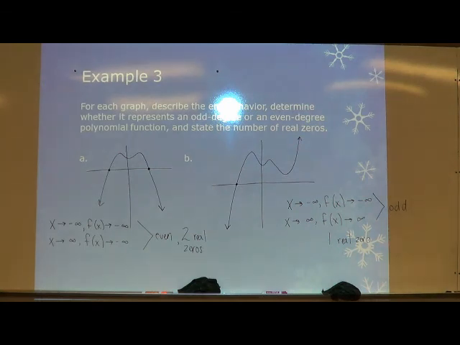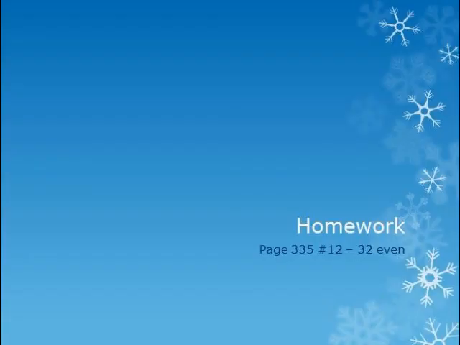That's all you're doing on that. You're looking at, so as you're going out to the negative side, is it going up or down? As you go to the positive side, is it going up or down? Is it even or odd? And how many real zeros do you have? And that should cover it, so you should be able to do 12 through 22 even of the homework. So take a look at that tomorrow in class.